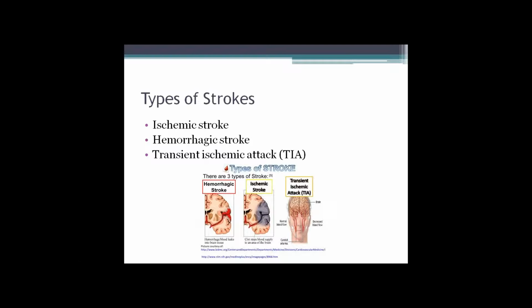Different types of strokes. These are the three basic categories. Looking at the pictures, you can see you have the hemorrhagic, which is a rupture and leak of the blood. Then you have the ischemic stroke, that is a clot that stops blood supply. And also you can have a TIA, or what they call a mini stroke. We will go over these more individually in detail.